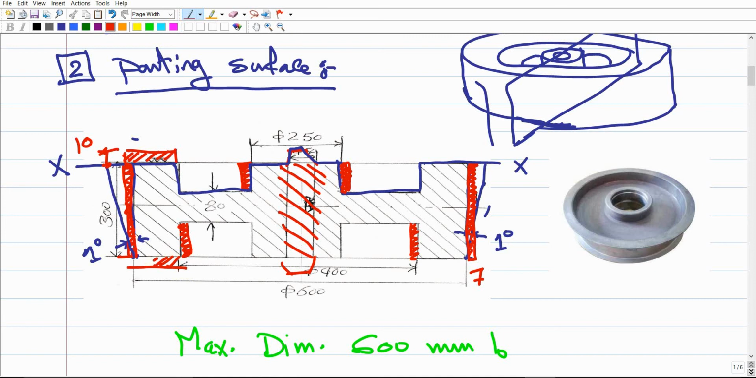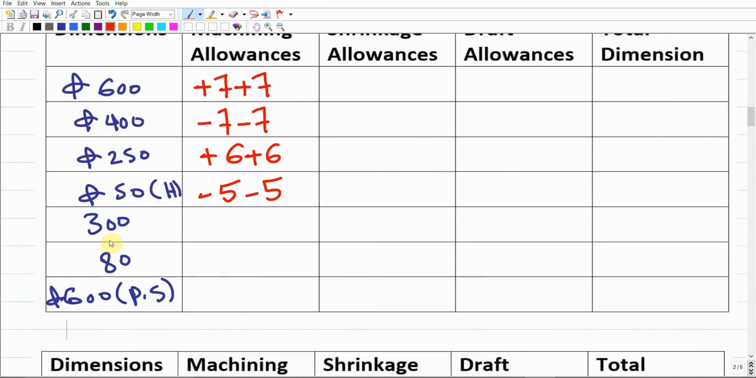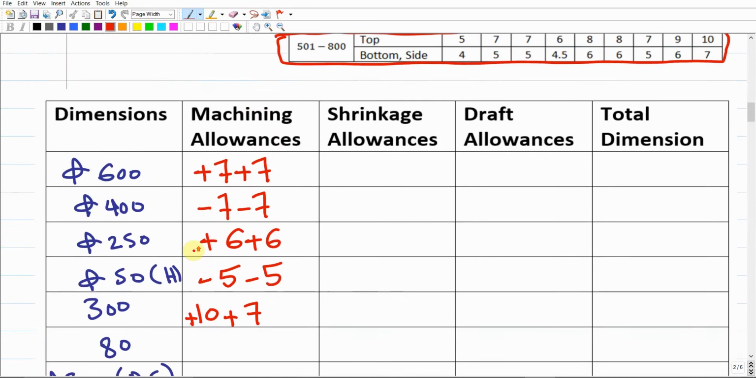How about the bottom surface? It's gonna be the same. We're gonna build over this surface. While we try to remove this part, it will be removed. So if we build over this surface, we're gonna build 7 millimeter because it is a bottom surface according to the table. This 7 millimeter will increase the 300 dimension as well. So the 10 and the 7 both are going to increase the 300. We're gonna have 10 millimeter plus 7 millimeter, both increasing the dimension 300. Make sense? Keep going.